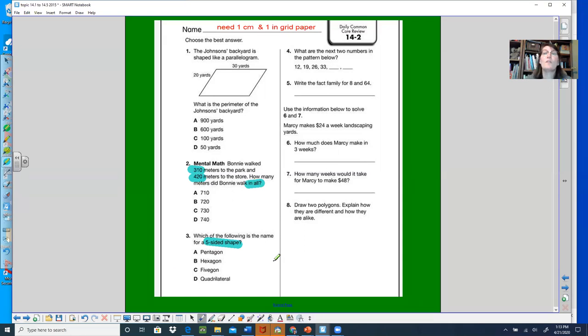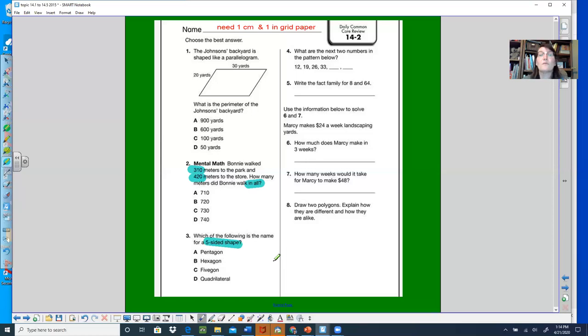Number four, what are the next two numbers in the pattern below? 12, 19, 26, 33. So I notice that in the tens place, it goes 1, 1, 2, 3. So I don't see a definitive pattern there. In my ones place, 2, 9, 6, 3. So 2 to 9, that's 7. 6 to 3, that's 3. That's not a definitive pattern.